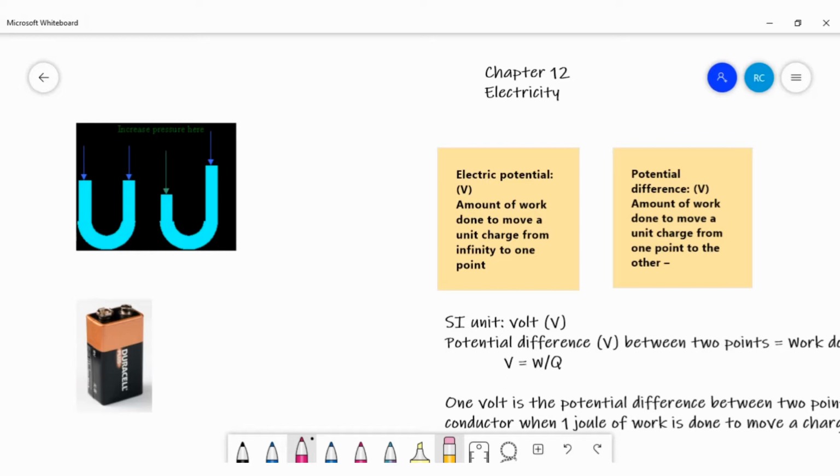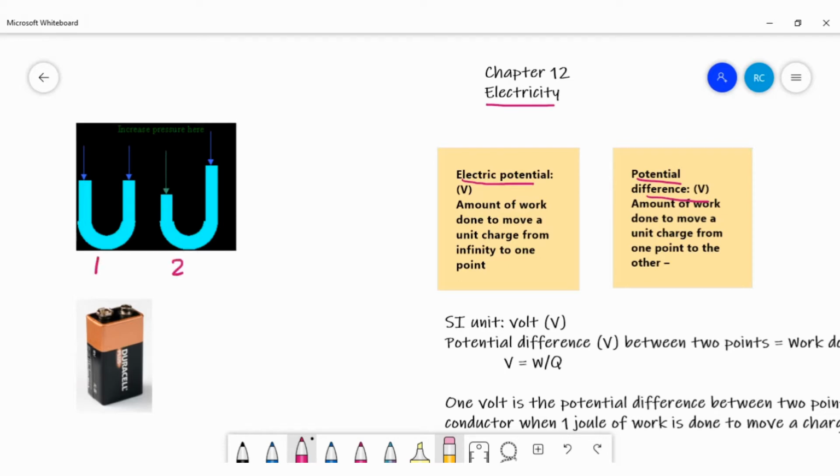Today we will discuss the lesson electricity, and I'm going to explain the difference between electric potential and potential difference. For a better understanding of this concept, we can consider two tubes. Look at the tubes that I have drawn here, the first one and the second one.